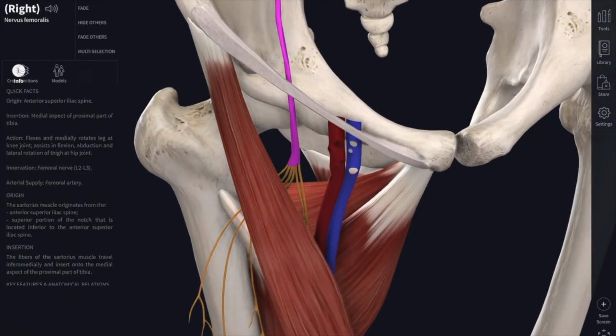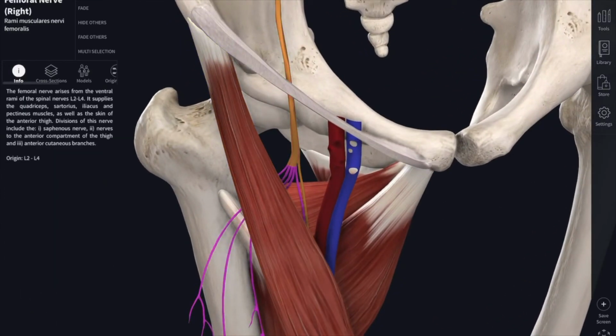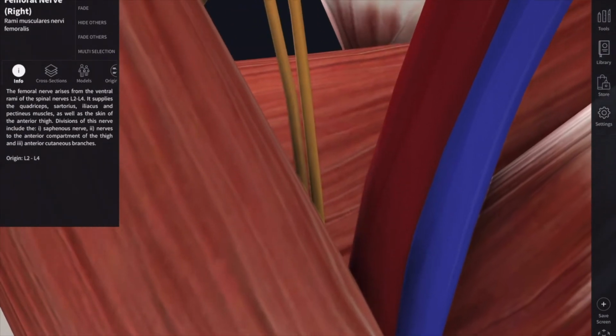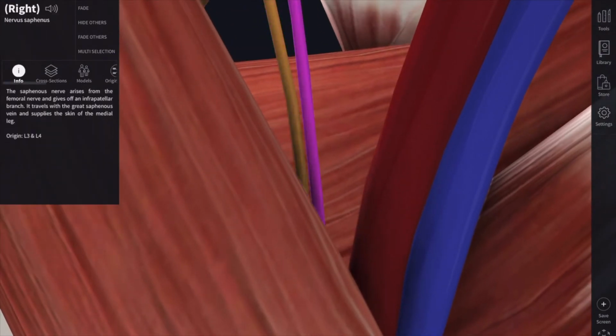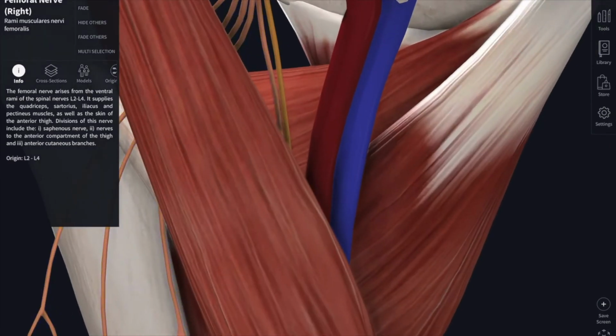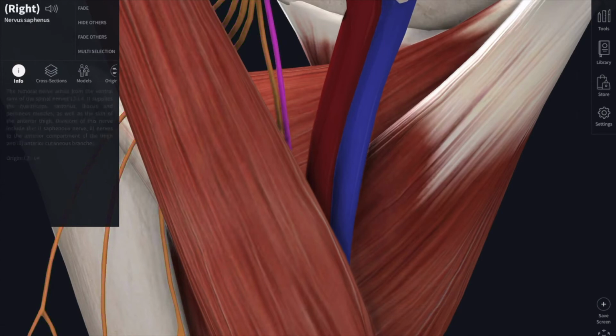Now for the contents. As you can see here, we have the femoral nerve. It gives off many branches to supply the muscles of the anterior compartment of the thigh. But what we care about here are these two nerves, the saphenous nerve and the nerve to vastus medialis. Now, as you can see here, it actually passes along this muscle in order to supply it. So the first nerve to pass through the adductor canal is the nerve to vastus medialis.